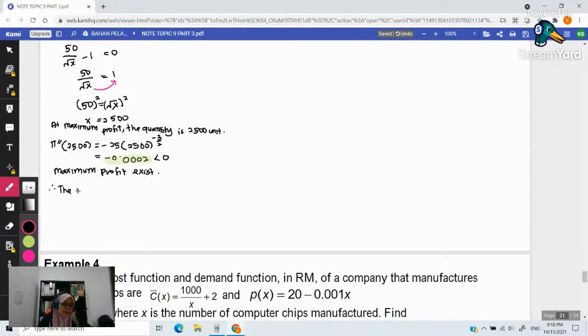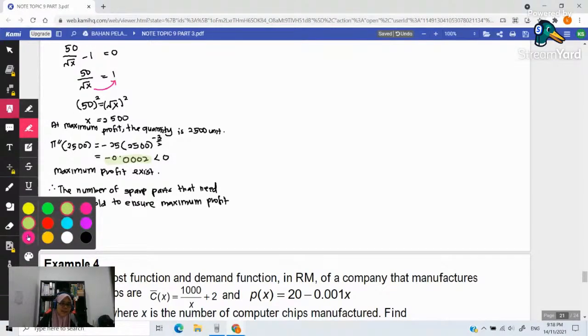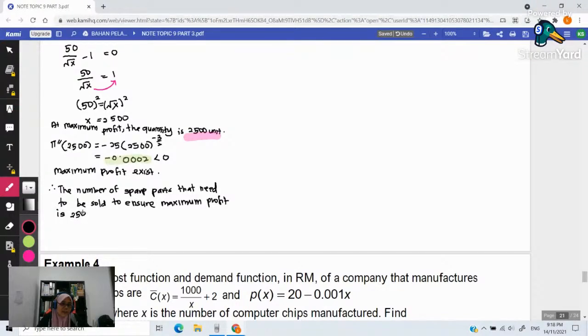The number of spare parts that need to be sold to ensure maximum profit is how many? We just take this answer: 2,500 units. This is plural. So that settles question A.